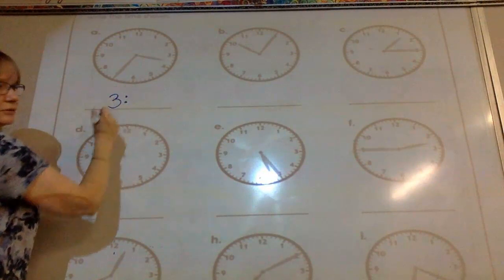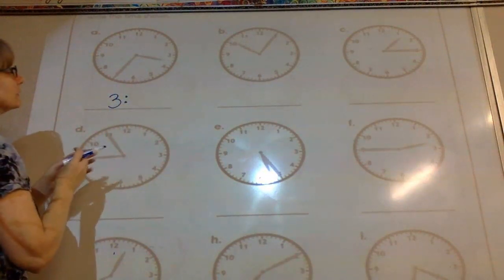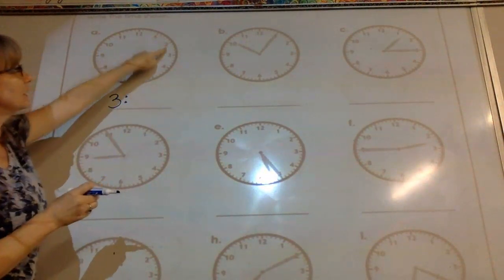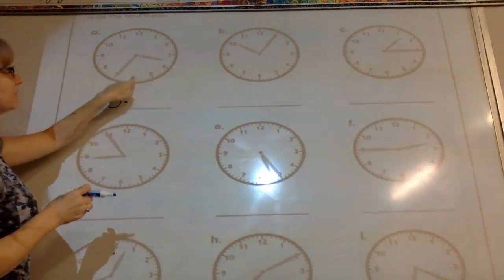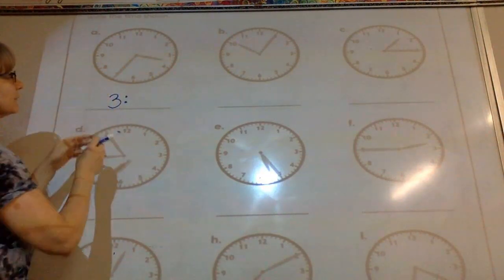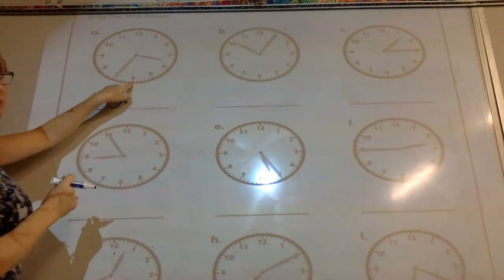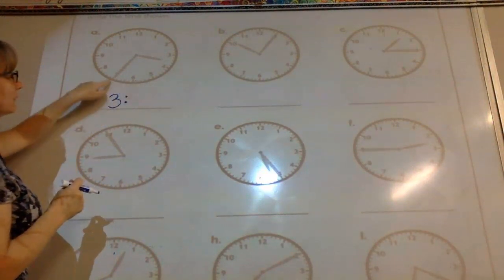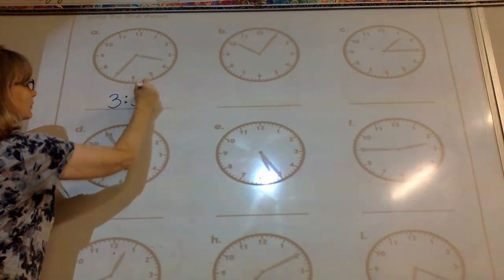Then you put 2 dots. Now we got to get the minutes. 5, 10, 15, 20, 25, 30, 35. If you want to take a shortcut, you can just start at 30 right here. 35. It's 3:35.